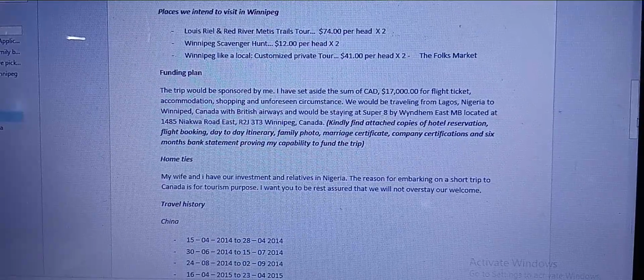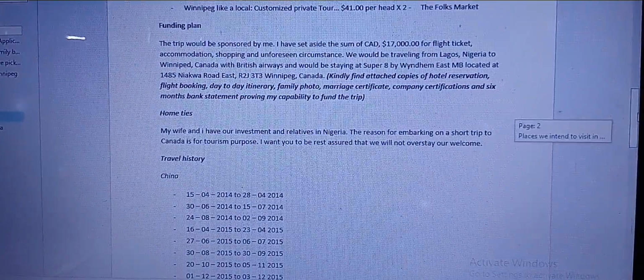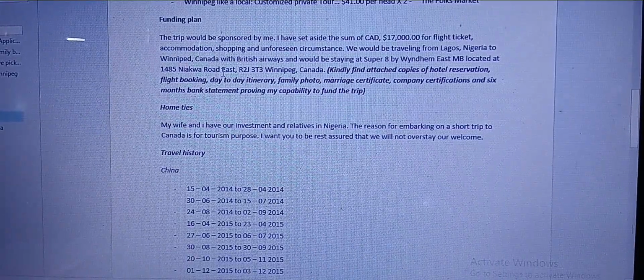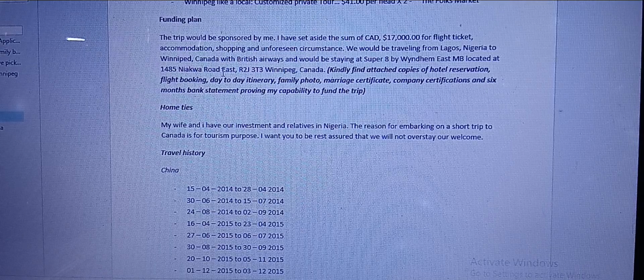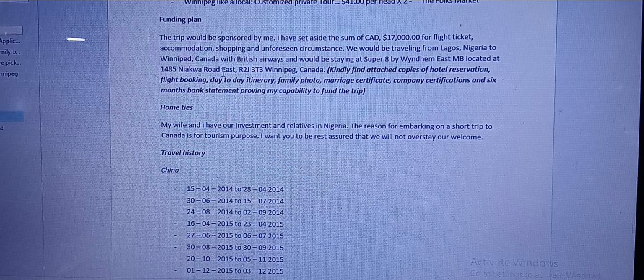Wherever you're going. So the next paragraph is the funding plan. That is where you tell them the amount you intend to spend where you're going. That's the funding plan. And this is also where you tell them who is going to sponsor the trip. Is it co-sponsored? Is it sponsored by your boss or by someone else? Who else is contributing to your trip? How much do you intend to spend? That's where you inform the embassy.